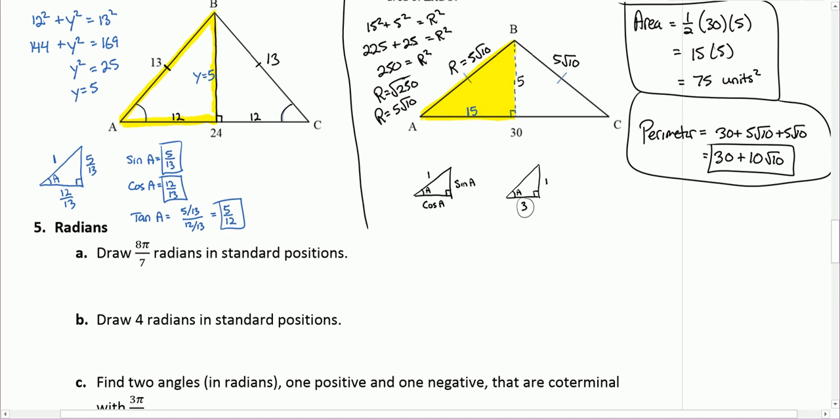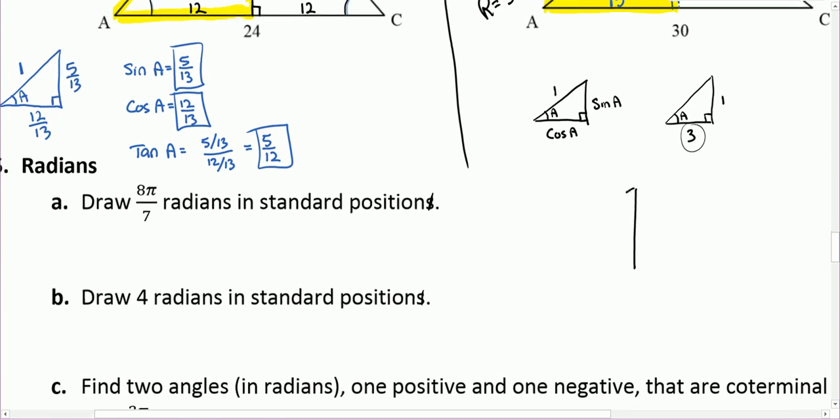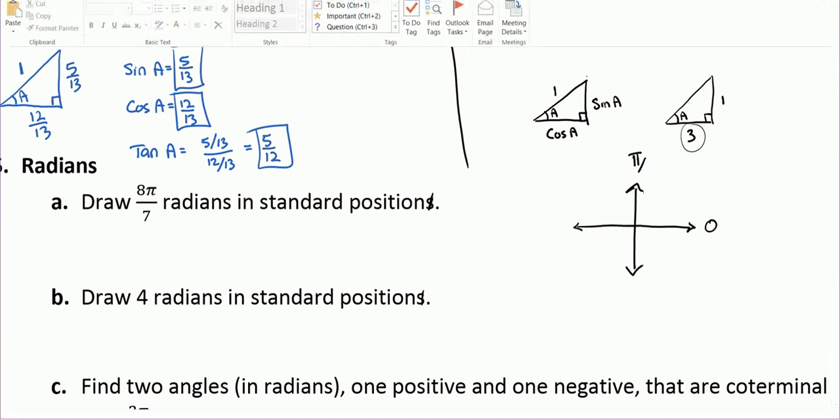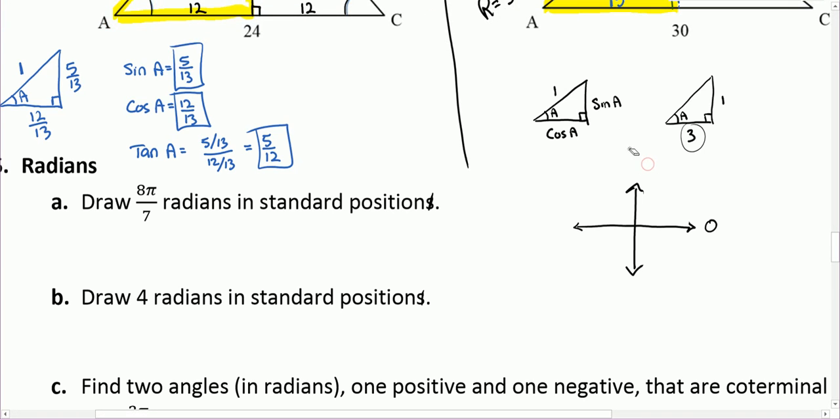Number 5, we are working with radians, and we're first asked to draw 8 pi over 7 radians in standard position. So what we know is that 0 radians, 0 degrees, same spot. 90 degrees is pi over 2 radians. Which is true, but actually we don't even need to do that. We're just going to put 0 and pi radians, and then back to 2 pi radians. Because pi radians, always remember, is equal to 180 degrees.